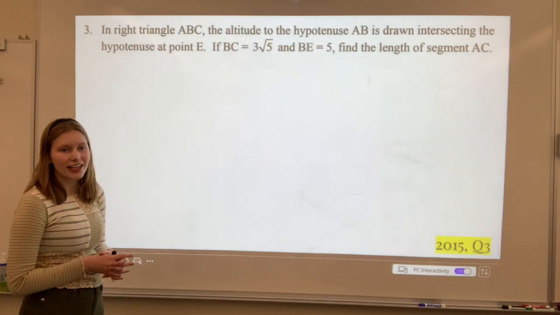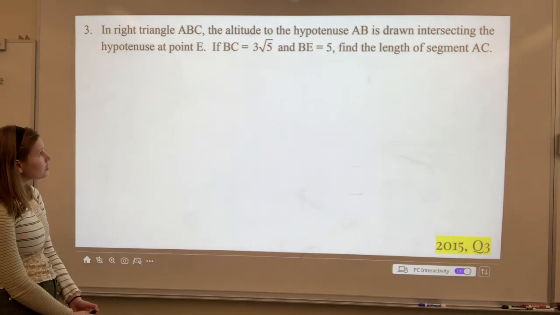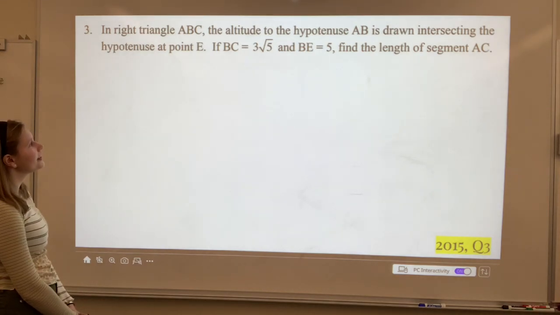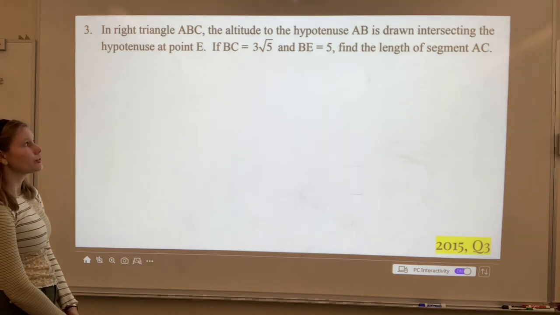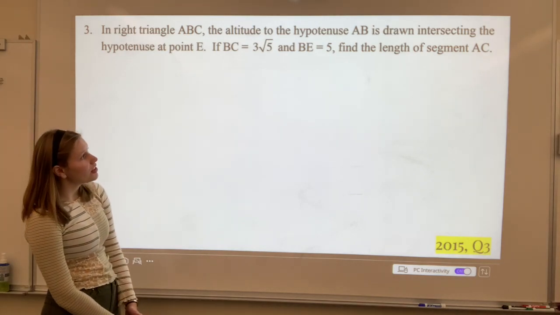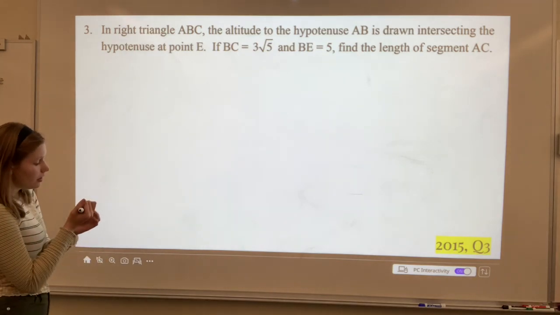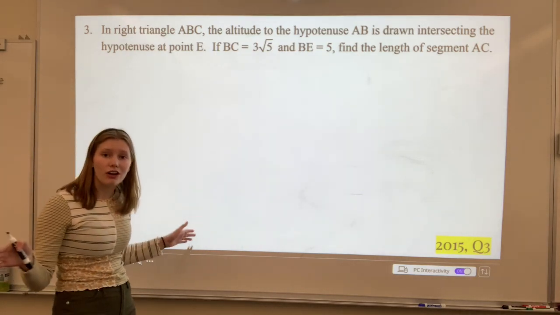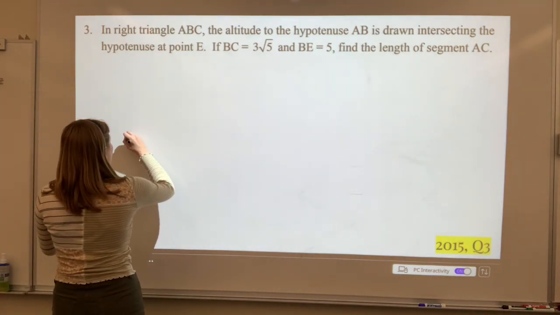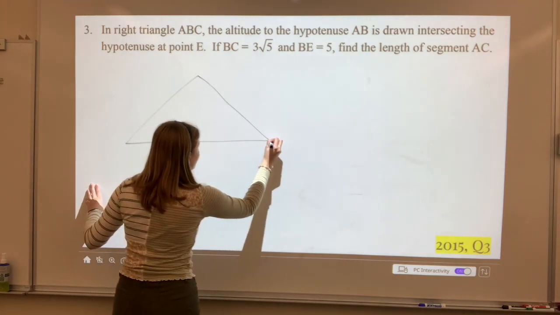All right, here's our next problem. In right triangle ABC, the altitude to the hypotenuse AB is drawn, intersecting the hypotenuse at point E. If BC is equal to 3 square root 5 and BE is equal to 5, find the length of the segment AC. All right, so first, I'm just going to draw our triangle. It's a right triangle. I'm going to orient it this way, and you'll see why in a moment.